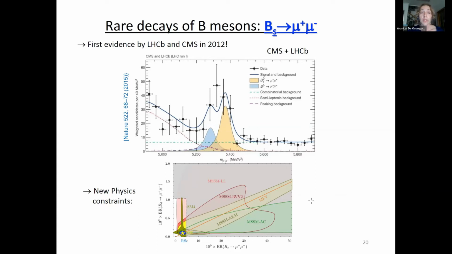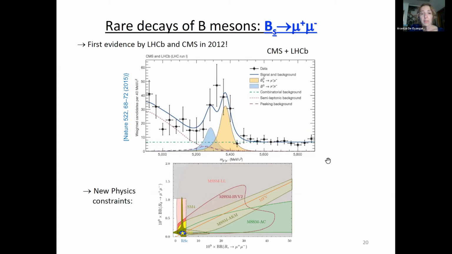We were able to reconstruct these events, and we had the first evidence in 2012 by LHCb and CMS, and you can see clearly the peak. This is for the Bs. This is for the Bd. The Bd was not observed because you don't have enough resolution, and enough significance. But for the Bs, the fit was given.